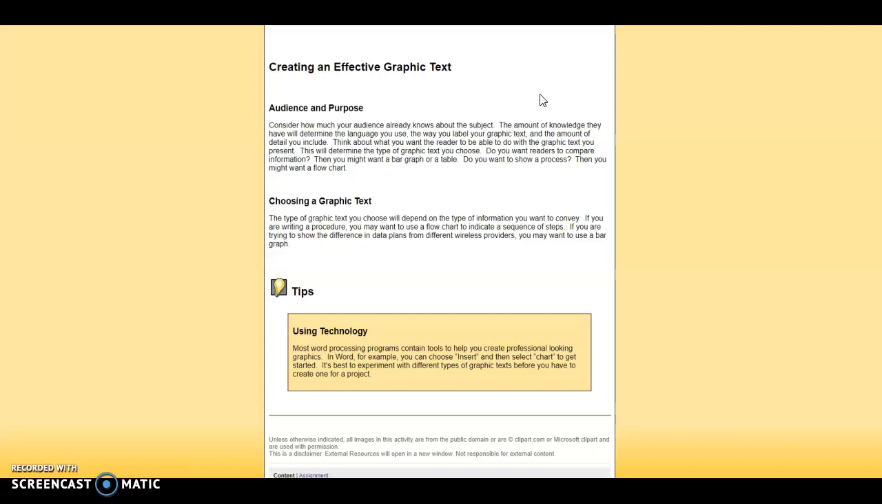But that said, when you do create your own graphic texts, it's important to understand the audience and the purpose. So far in Unit 4, we've looked at letters and memos, and we talked about the importance of knowing the audience and the purpose when you're writing a letter or a memo. Well, the same thing when you're creating a graphic text. You have to know who your audience is and what is the purpose. That's going to help you choose which type of graphic text you're going to use.